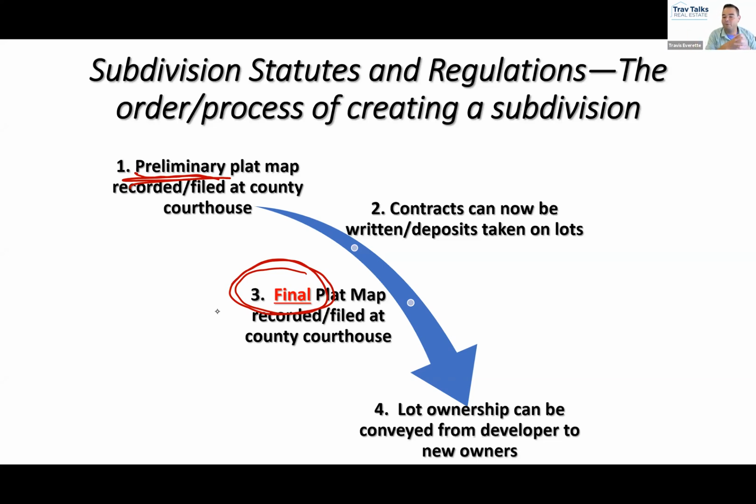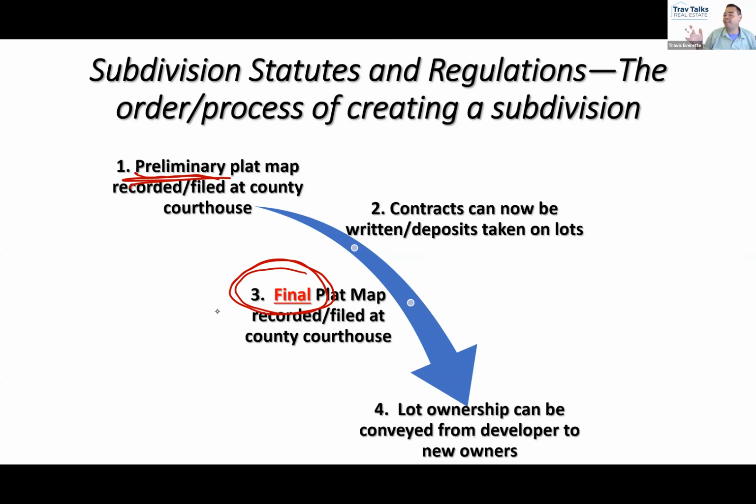So step number 1, if you're asked a test question, get this process in your brain. Step number 1 is going to be go record the preliminary version of the plat map, because now we can start to market those lots. Does that make sense for everybody? Now we actually have something we can sell.